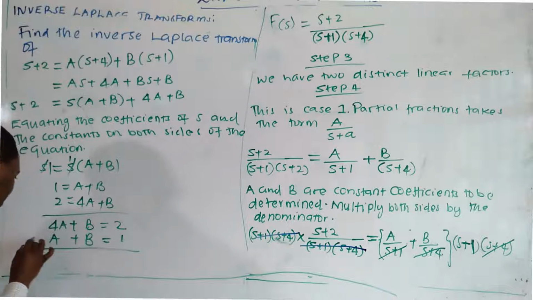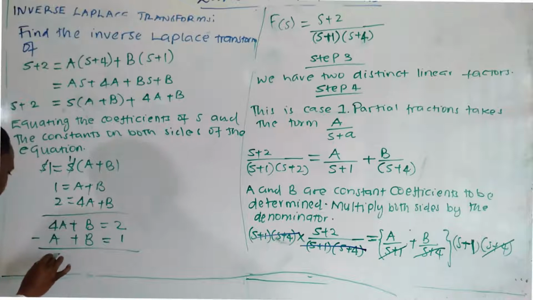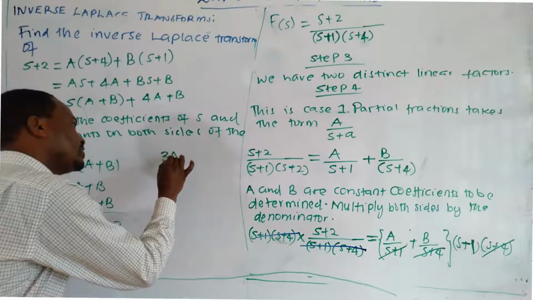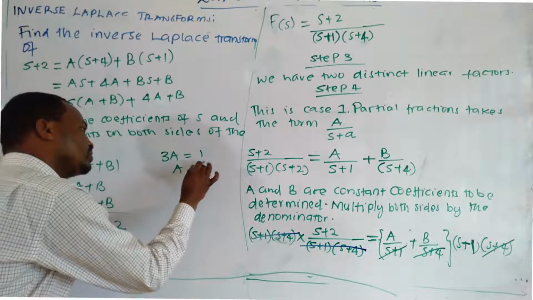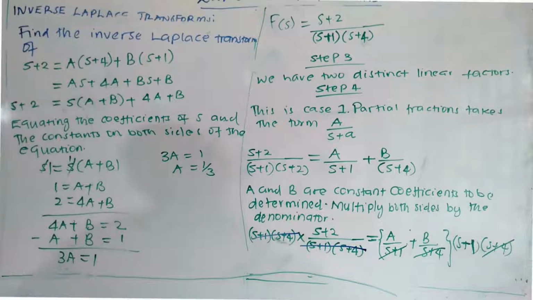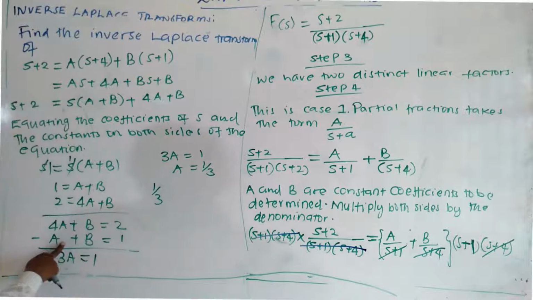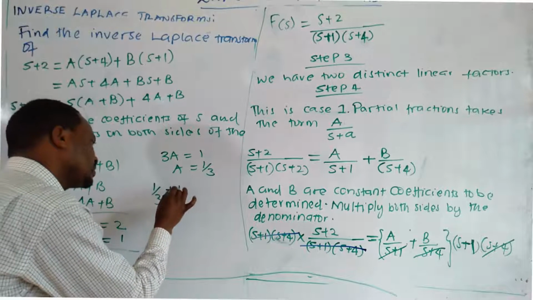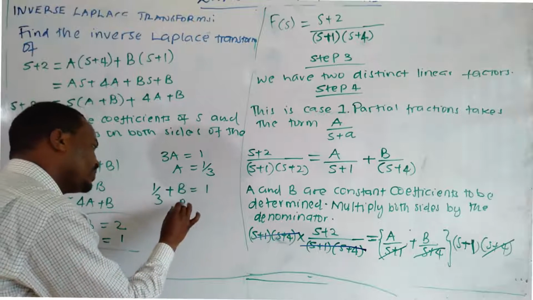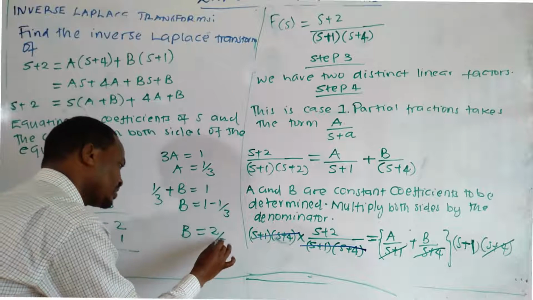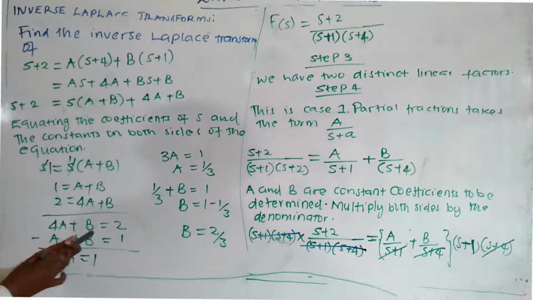And we do a subtraction. 4a minus a is 3a, b minus b is 0, and 2 minus 1 is 1. Therefore, 3a is equal to 1, so a is equal to a third. If we know that, then using this expression, a third plus b is equal to 1. Therefore, b is equal to 1 minus a third, so b is equal to 2 thirds, or 2 over 3. So this is what we need.